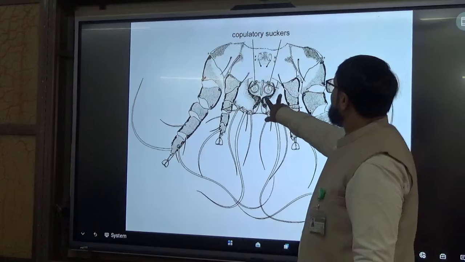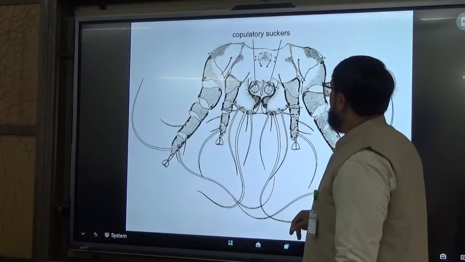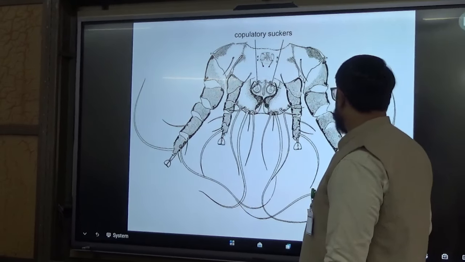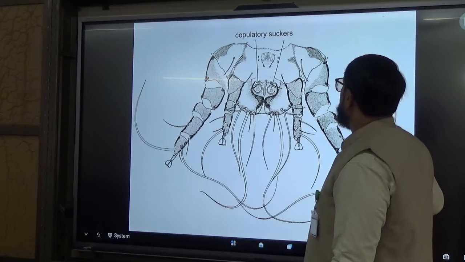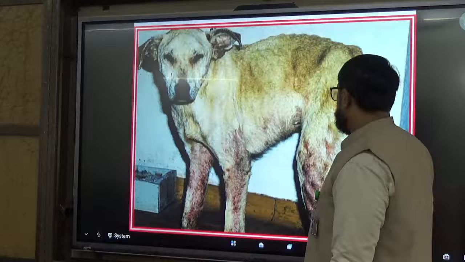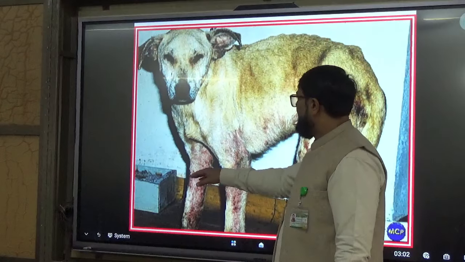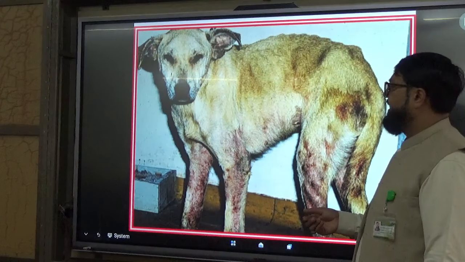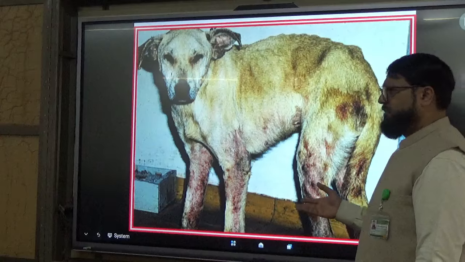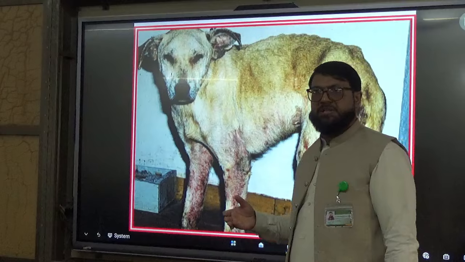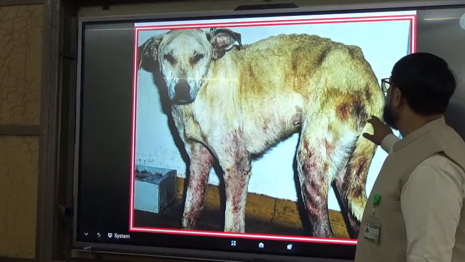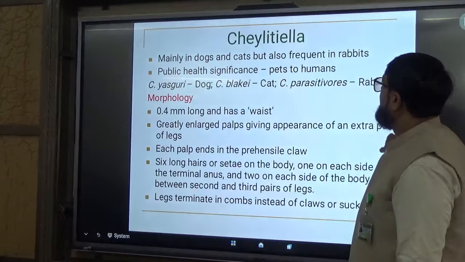So these are the copulatory suckers, just close to the setae in mites, and you can imagine the very long size of the bristles on the posterior side of the body. This is the situation you can see, and there are many cases which are visible in stray dogs and cats. You can see them very well, especially in the winter seasons, because the mites want to hibernate themselves somewhere deep in the skin tissues.